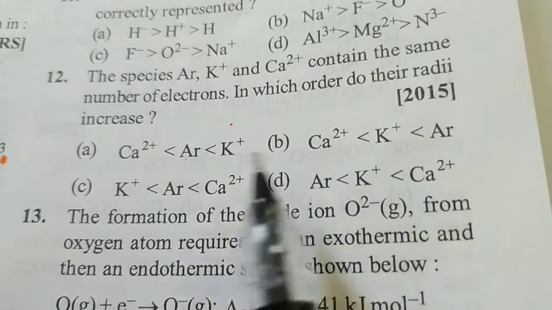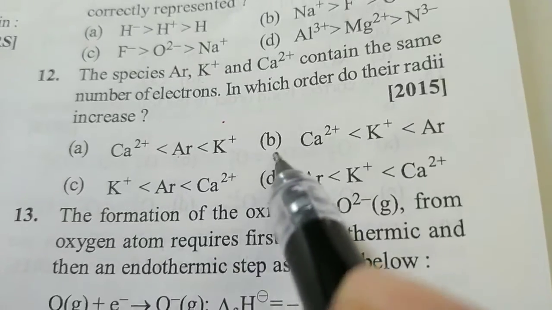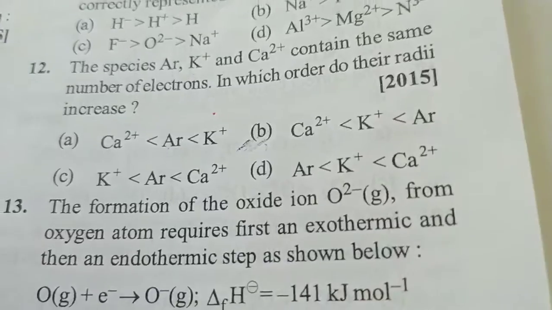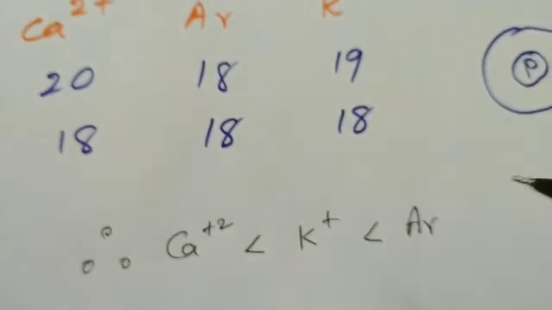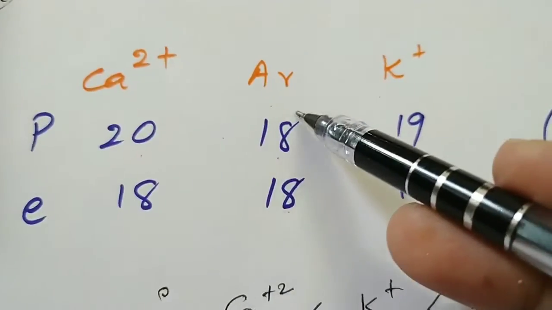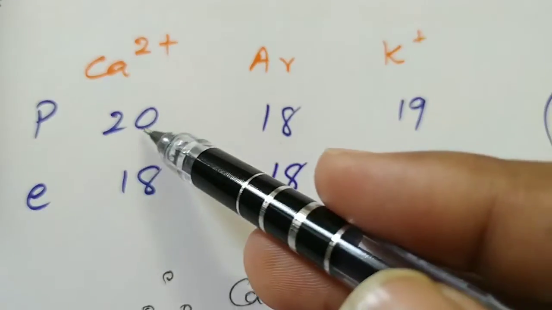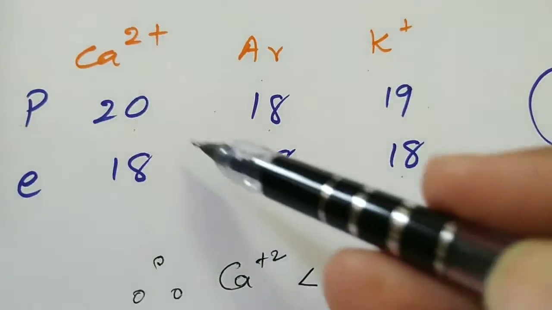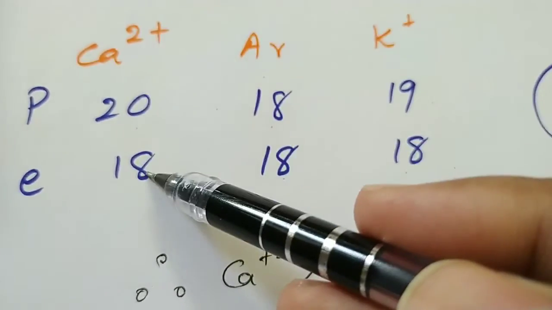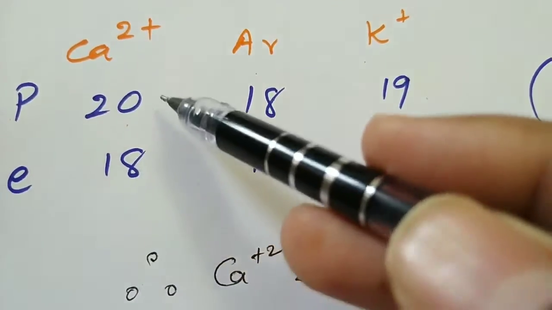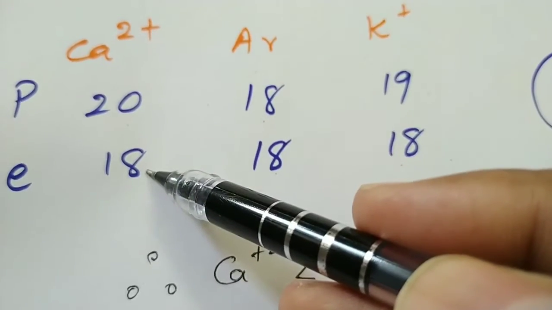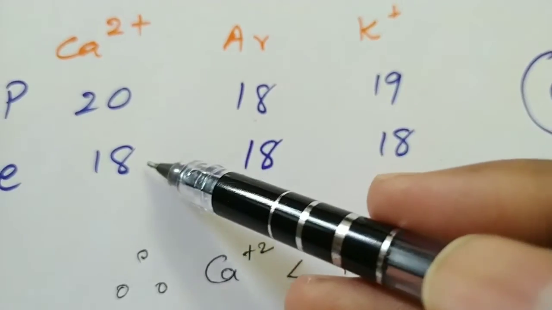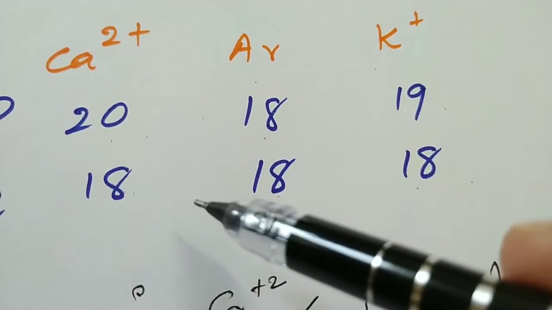Neutral is highest, so B is the option. Option B is correct. The reason: calcium plus 2, argon and potassium plus have 20, 18 and 19 protons, but the number of electrons is the same. So 20 protons holding only 18 electrons, so they come near the nucleus. So atomic size is decreasing.